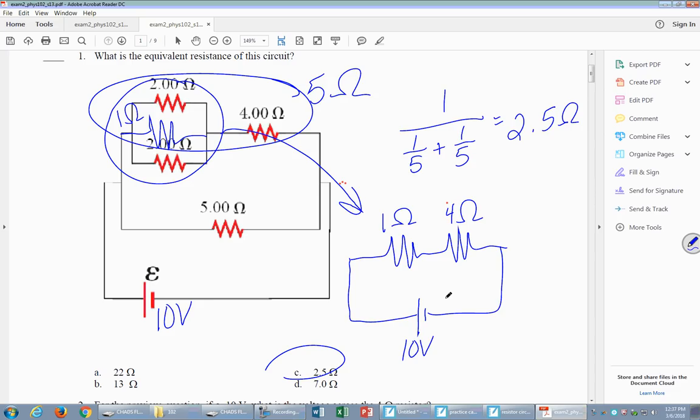So here, if I want to know the voltage across the 4 ohm resistor, I would first find the equivalent, which I know is 5 for that little branch. And then I find the current. The current here is 10 volts divided by 5 ohms, which is 2 amps. So I know I have 2 amps here and 2 amps here. So the voltage across this resistor is 8 volts.